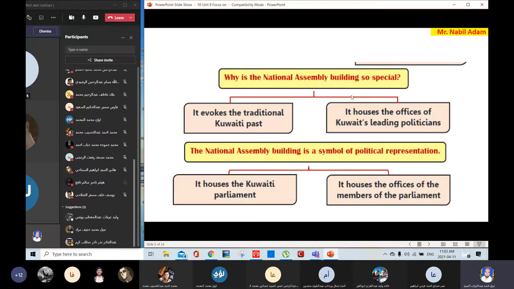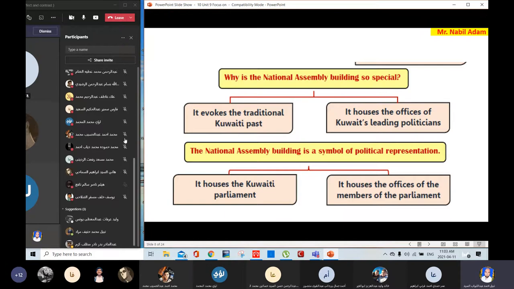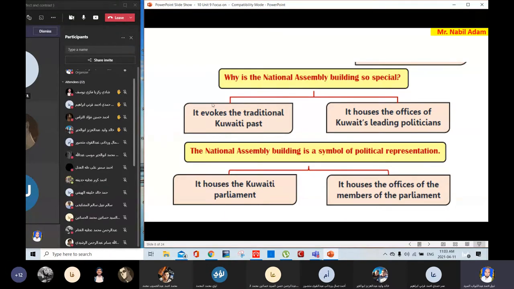Why is the National Assembly building so special? Again, who would like to read the answer? Why is the National Assembly building so special? Shadi? It evokes the traditional Kuwaiti past. It houses, yes, the offices of Kuwait's leading politicians.